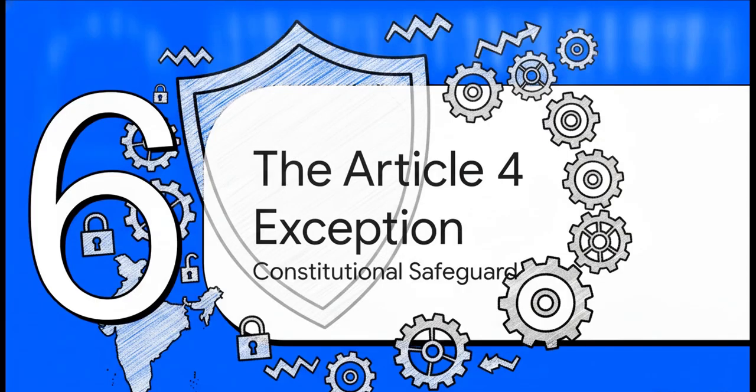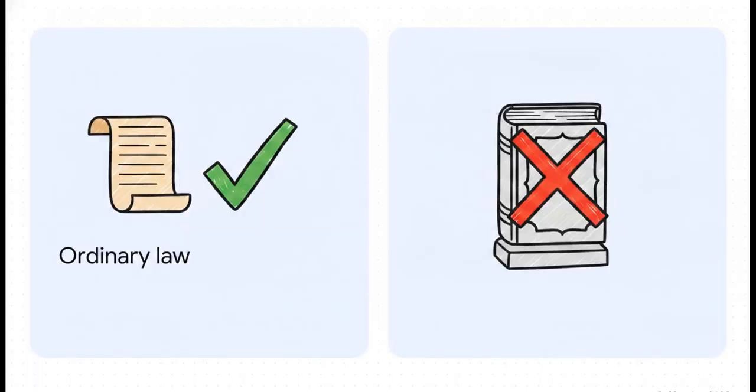And finally, we reach our last section, Section 6, the Article 4 exception, the constitutional safeguard. Now you might be thinking, wait a minute, if you are changing the actual map of the country and altering the First Schedule of the Constitution, doesn't that require a massive constitutional amendment? Well, Article 4 explicitly declares that any laws creating or altering states under Articles 2 and 3 are not considered constitutional amendments under the rigorous process of Article 368.